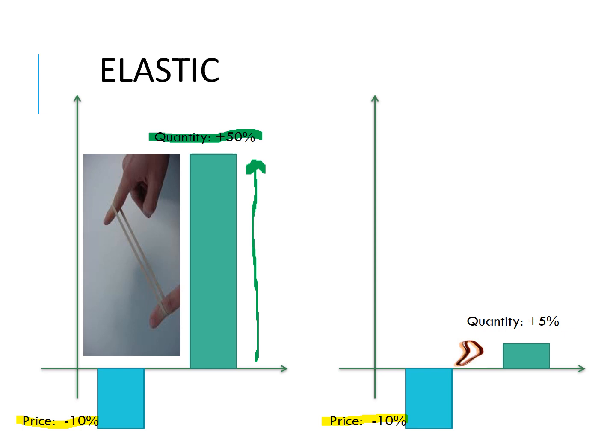On the right-hand side, what's happened? Well, there's the same change in price for this product. The price has gone down by 10%, but what's happened this time is the quantity has not risen by very much. It's only gone up by 5%, a very small increase. What would the price elasticity of demand be for this product? Well, it would be 5 divided by minus 10, which is minus 0.5. So 0.5 is less than 1, a smaller number than 1. So we describe this as being price inelastic. The demand is not very responsive.